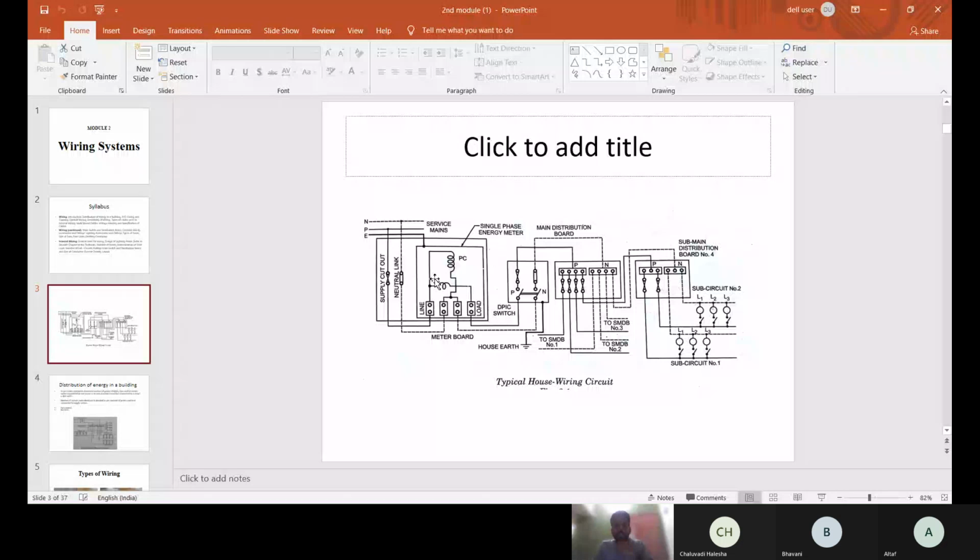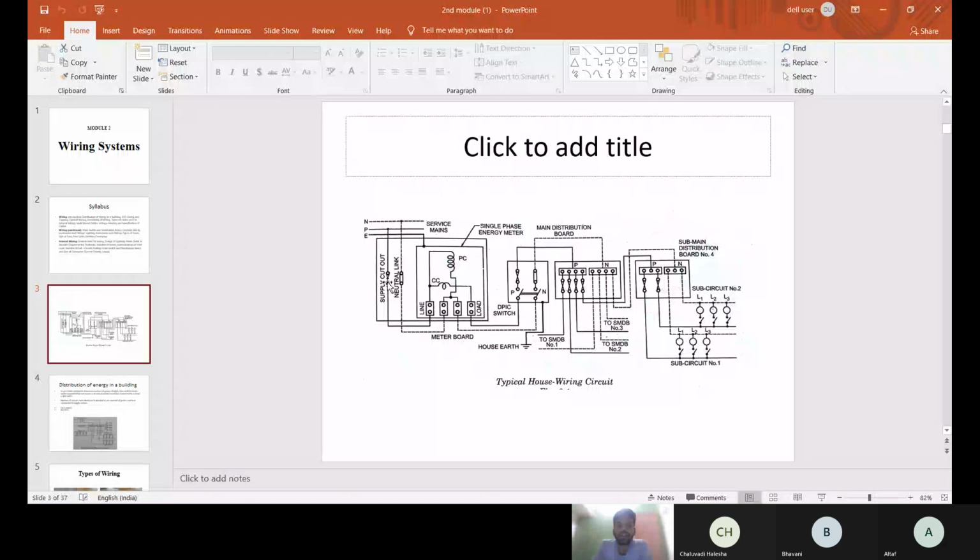Here, see the service mains. The service mains will have a three-phase four-wire system or a single-phase two-wire system. For our home appliances, we need a single-phase two-wire system. A single-phase two-wire system consists of one phase and one neutral, and one earthing will be common for all the devices.